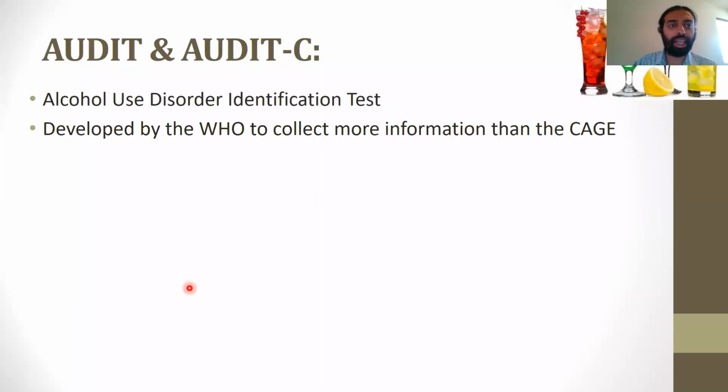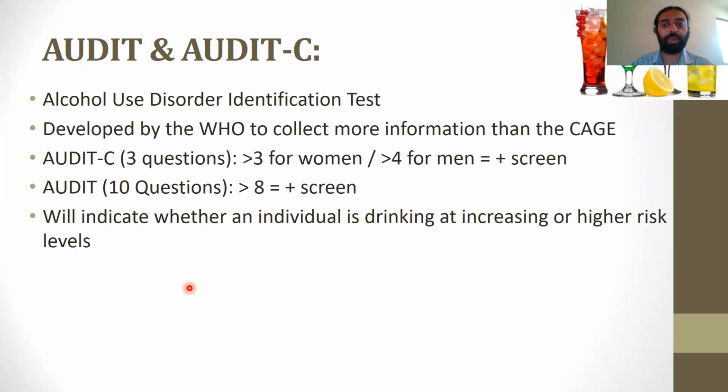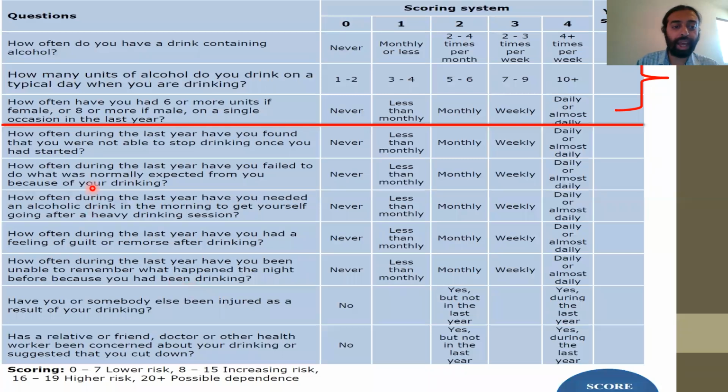AUDIT and AUDIT-C. AUDIT stands for Alcohol Use Disorders Identification Test. I really like it. AUDIT is 10 questions. AUDIT-C is 3 questions, but it is highly sensitive and specific for indicating risky drinking. And you can see, and again, these are all available for reference. The full thing is the AUDIT, and AUDIT-C is just the first 3 questions, right, that are listed here.